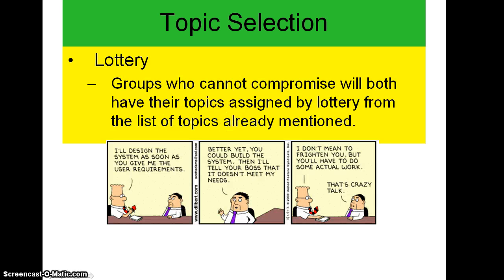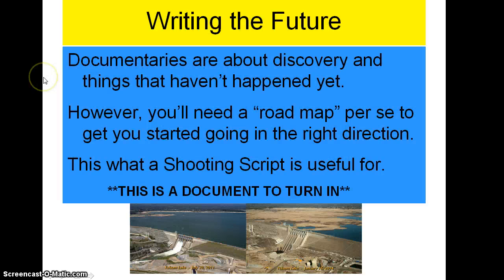However, in an instance when groups cannot compromise, any number of groups will have their topics assigned by lottery from the list of topics already mentioned. This is just to make everything more streamlined, and also to make sure that everything that we're going to watch in this class at the end of this project is different from one another.